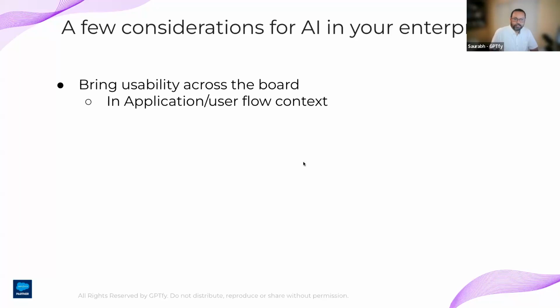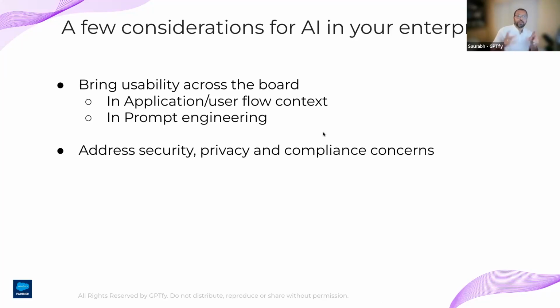The second part of this is both in terms of application and user flow context. So I am a call center rep and I need to see something that's very usable, right? I am on a customer record and I should be able to do things right there. I don't want to go somewhere else. I want this usability in prompt engineering, so I don't have to learn how to do better prompting. So that's on the usability front.